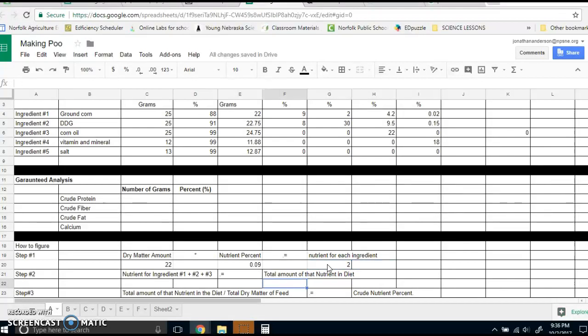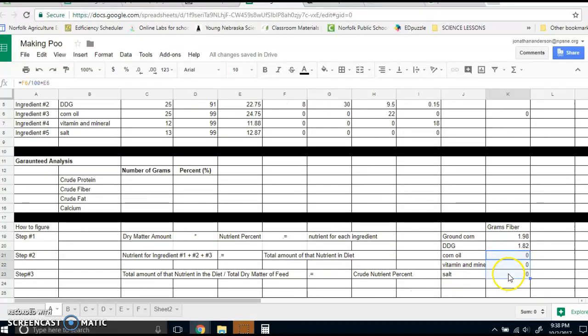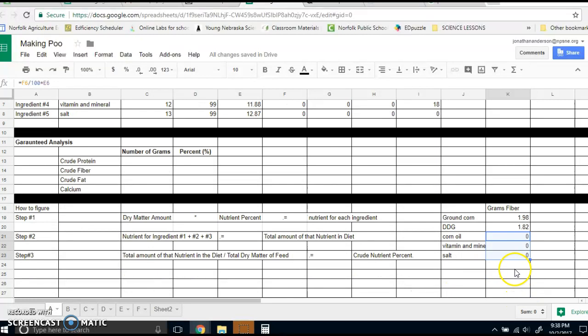Now you figure out that same thing for all the other ingredients. This was for ground corn. We figure out the same thing for each one of the others. If you do all of that math for each one of the ingredients using the same equation, then our answer over here for ground corn is 1.98 or 2. Distillers dried grains is 1.82, and then our corn oil is 0.000. And so we can get all of those. Then that would tally up to step number 2.